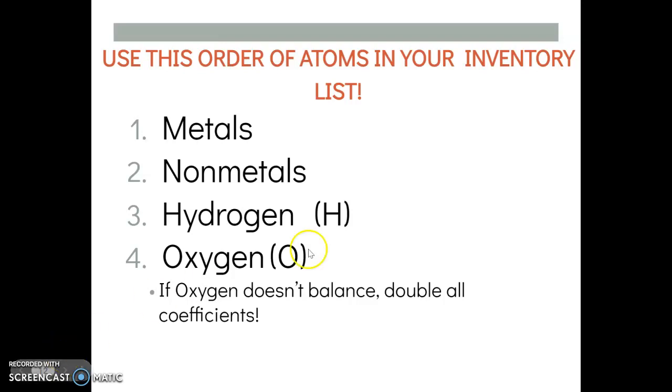And here is a suggested order of atoms in your inventory list. Honestly, it doesn't matter how you write your inventory list. I start with the elements on the left, and then I just do them in the same order on the right, and I'll show you what I mean here in just a minute. But if you want to have a specific way that you write them out, you can do metals, then nonmetals, hydrogen, and then oxygen. And remember, for oxygen, if it doesn't balance, we're going to double those coefficients.